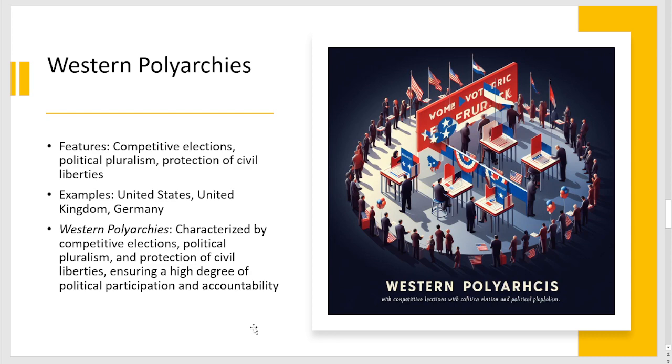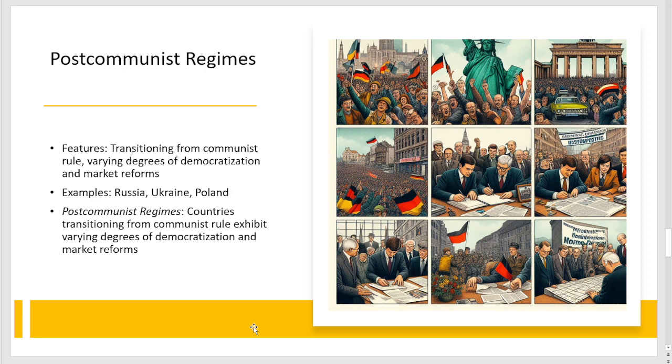Now, when we look at the post-communist regimes, these are former communist regimes that are undergoing a process of democratization and market liberalization that draws heavily upon the ideology of Western liberalism. These are countries in transition from communist rule into democratic rule. Examples are Ukraine, Poland, and some parts of Russia, with an emphasis on countries transitioning from communist rule towards democratization and market reforms.